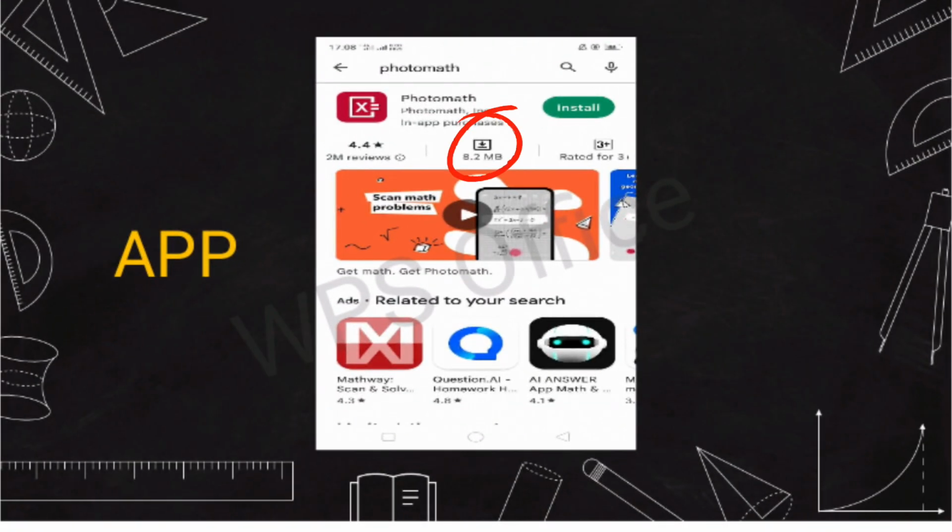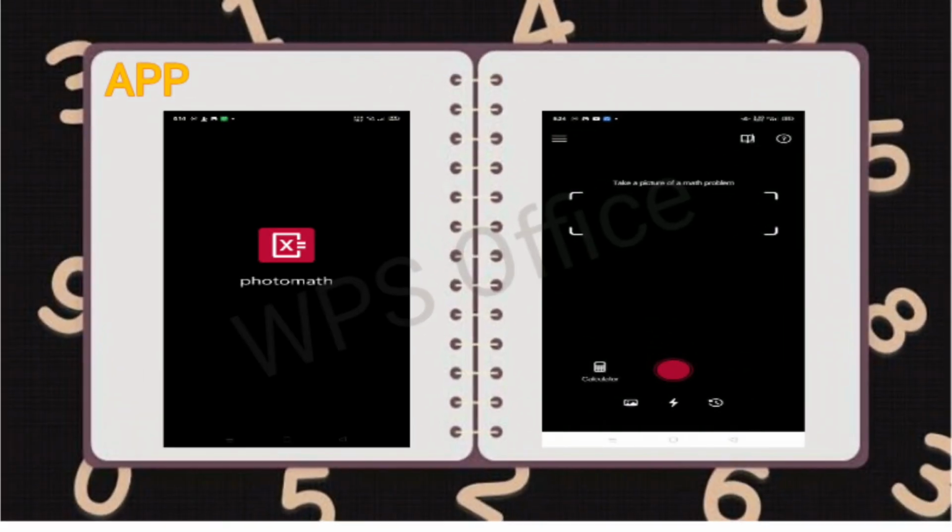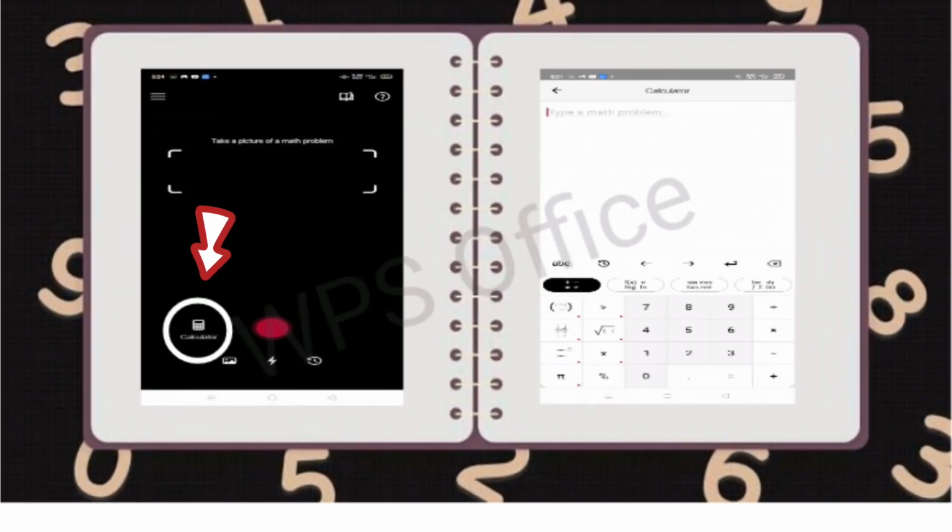For the app version, this takes 8.2 megabytes of your phone storage. We can see that there are two options to input the problem. The first way is to scan the problem. Just a simple reminder, if your problem is handwritten, you need to write the problem clearly or else the app can't read it correctly. The other method is to input the problem manually.